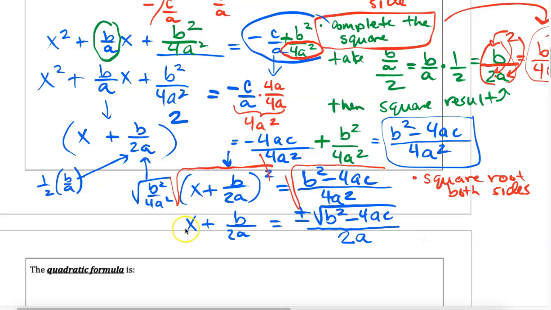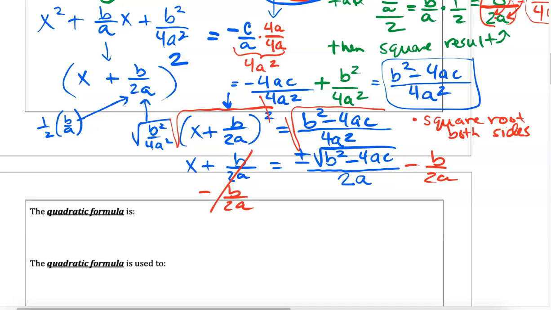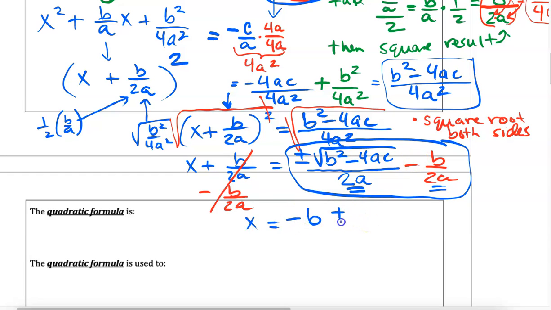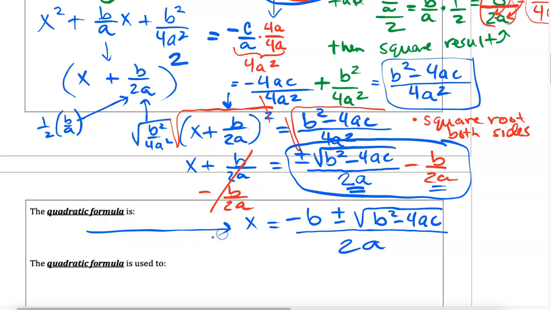And then now I just need to solve for x by subtracting the b over 2a to the other side. So now on the left-hand side, x is by itself. And I can go ahead and combine these fractions because they have a common denominator. So I just add the numerator. So it's negative b plus or minus the square root of b squared minus 4ac all over 2a. That is the quadratic formula.